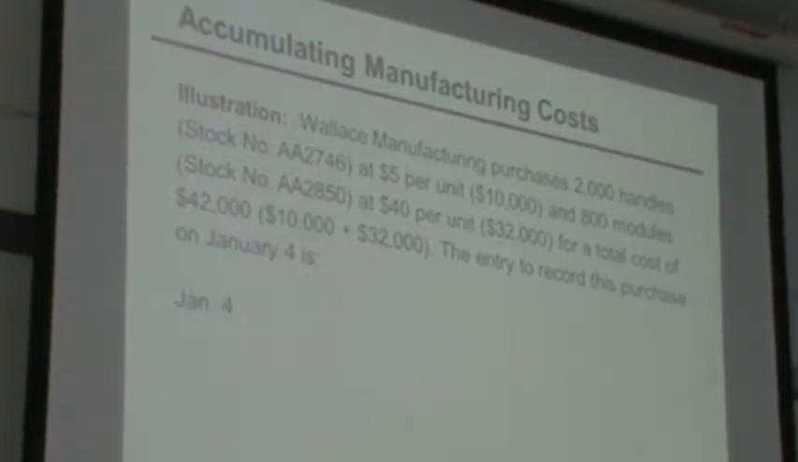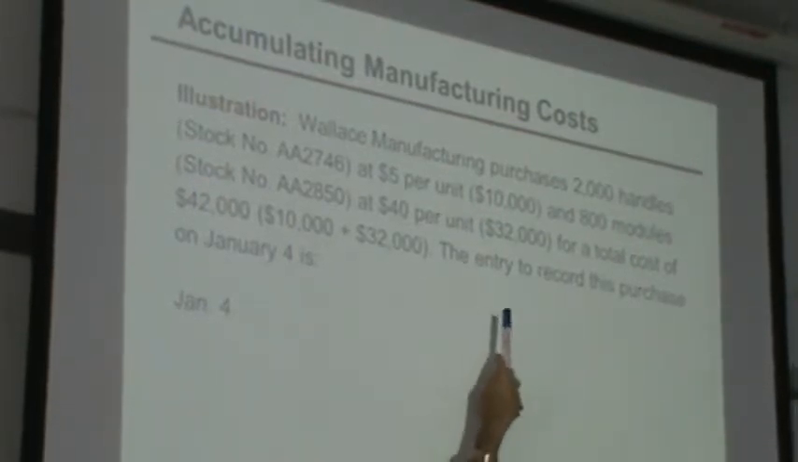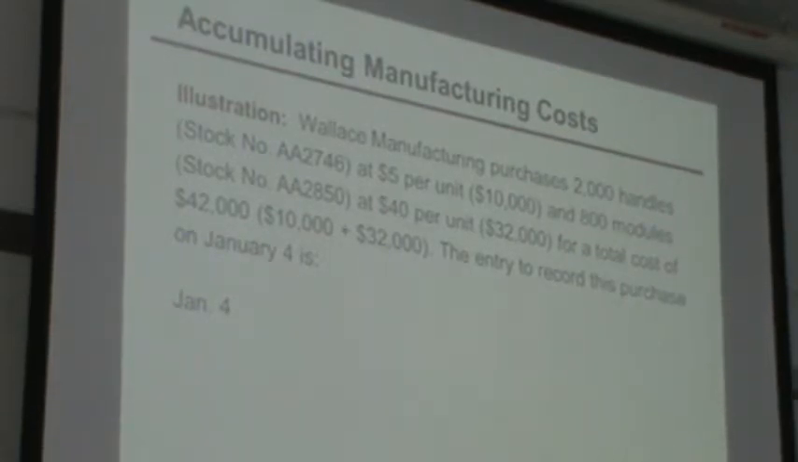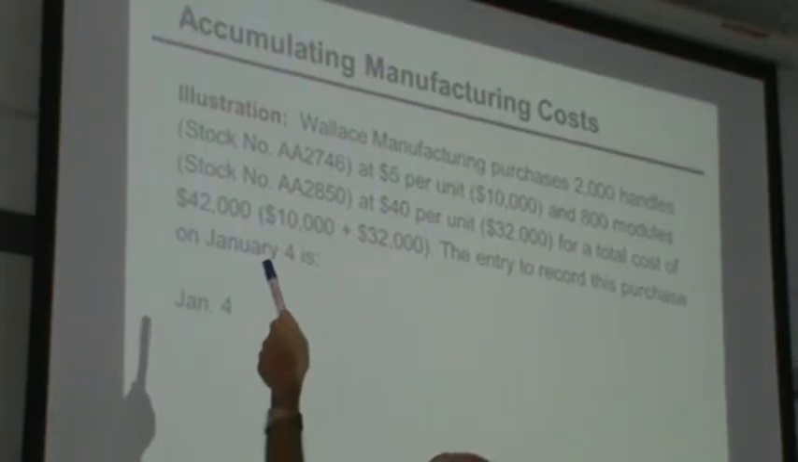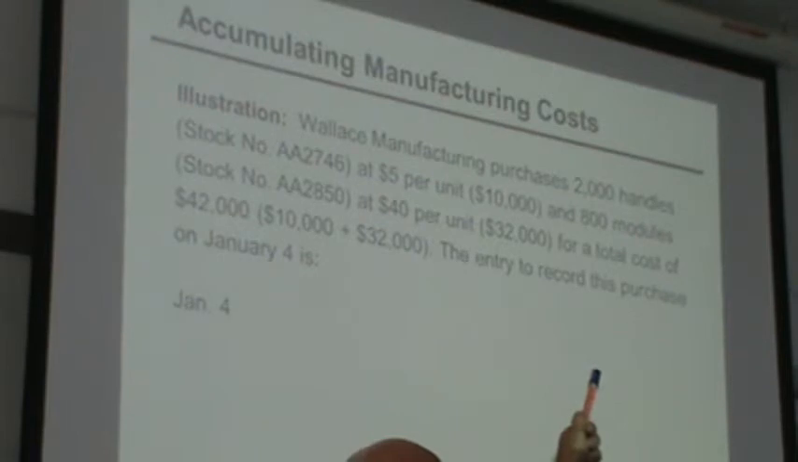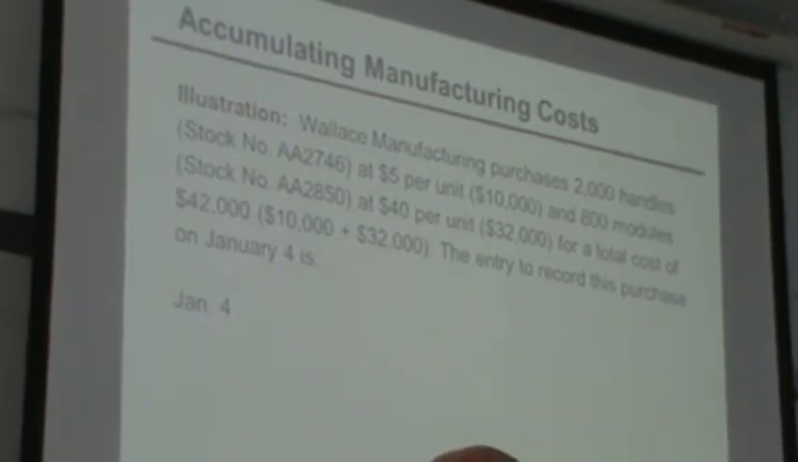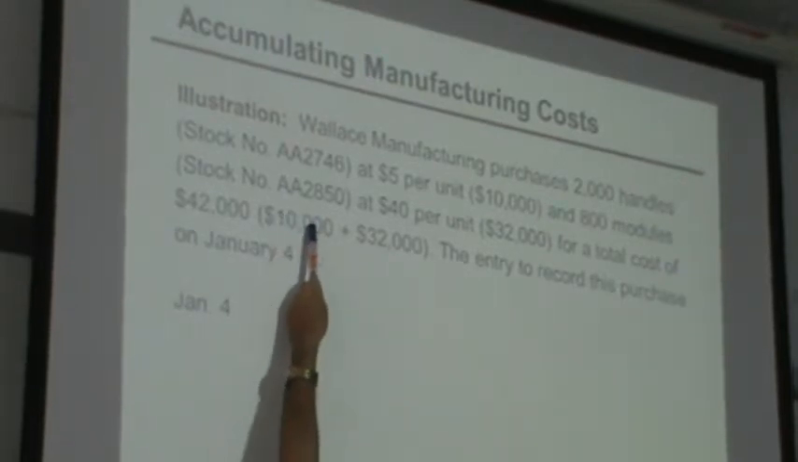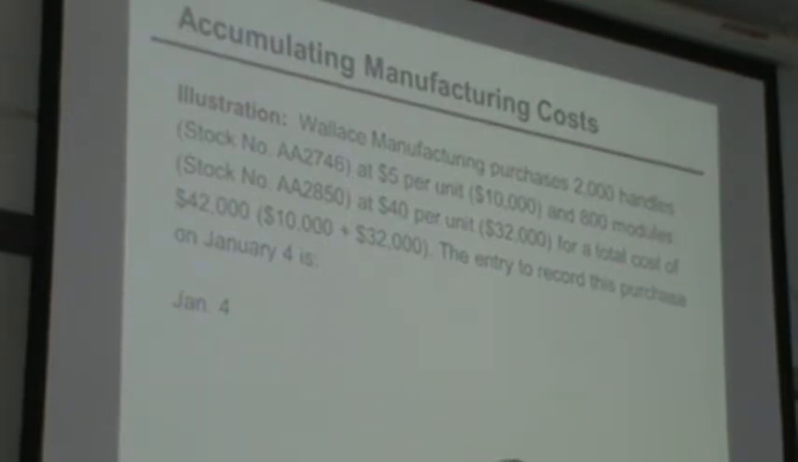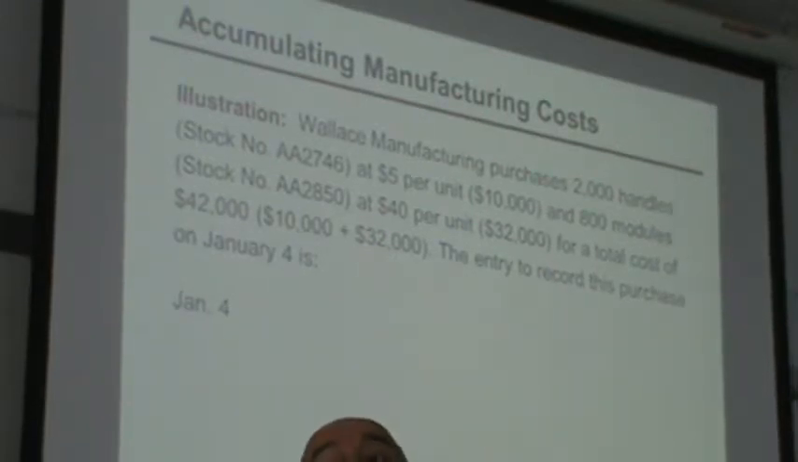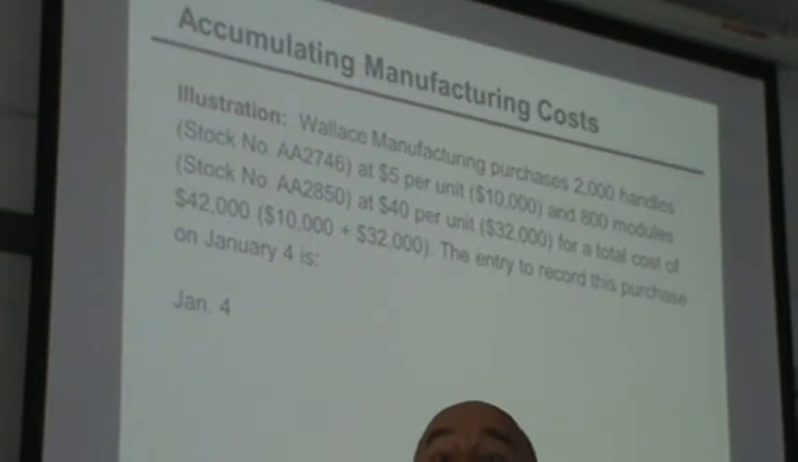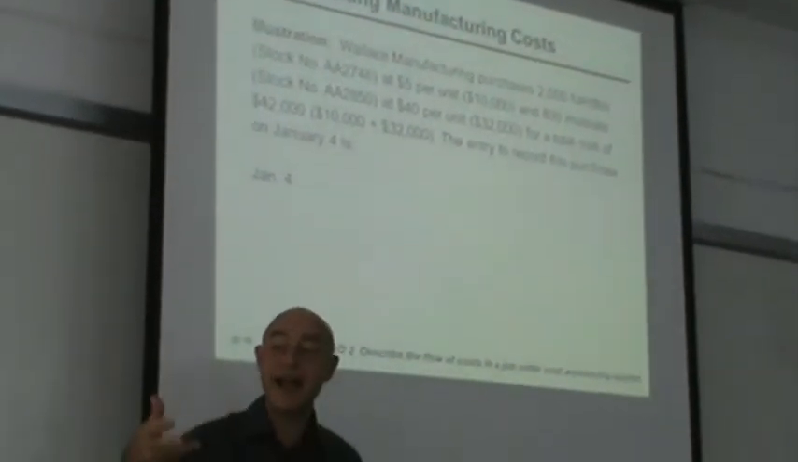And then they say, the entry to record this purchase is, so you have to say, debit what? Debit raw materials, AA 2746, 10,000, and second debit raw materials, AA 2850, 32,000. And then you have credit. What's credit? Accounts payable, yes, or maybe cash, depending on whether you buy on credit, pay later, or pay now. Pay now becomes credit cash. Pay later becomes accounts payable.